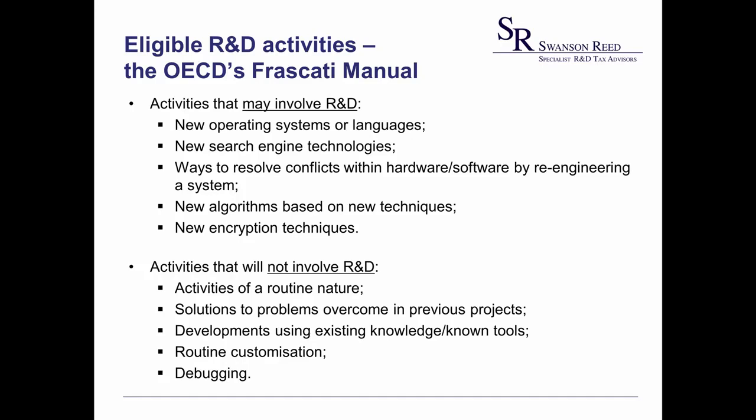The following examples are given in the Frascati manual of software development activities that may involve R&D. Development of new operating systems or languages, new search engine technologies, resolving conflicts within hardware or software by re-engineering a system, creation of new algorithms based on new techniques, or creation of new encryption techniques.